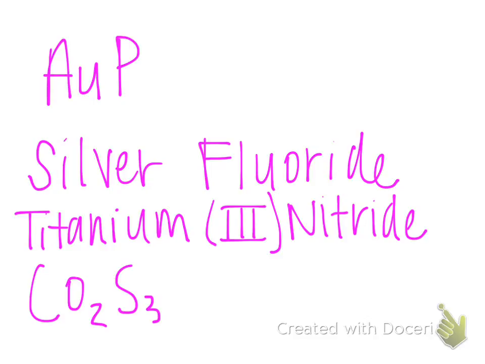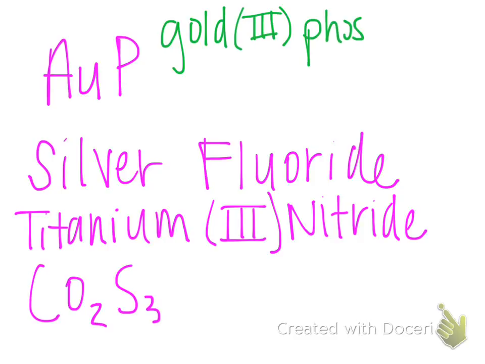Gold 3 phosphide. You said gold 3 phosphide. Do we agree? I would agree there. Phosphide has a -3 charge. We only have one atom of gold, so that means gold must have a +3 charge to balance that out. Any questions there?